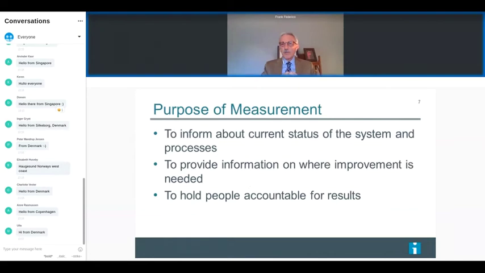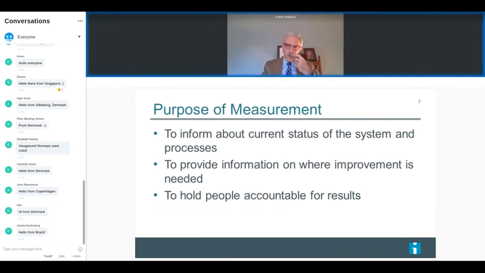Measurement should be used to inform about the current status of the system and the processes. It should be able to provide information on where we need to focus our improvement efforts. Oftentimes you will hear, where are the defects? How do you find those defects? How do the measures tell you that story?